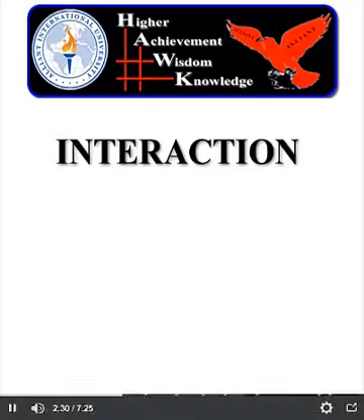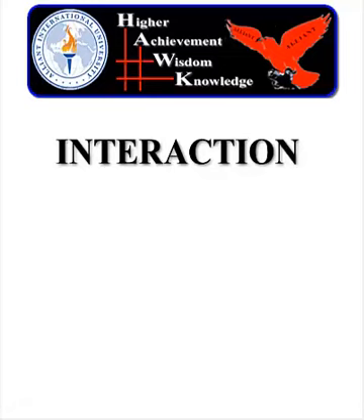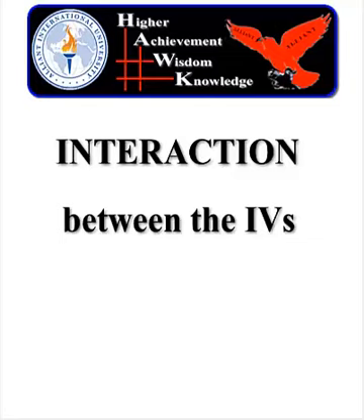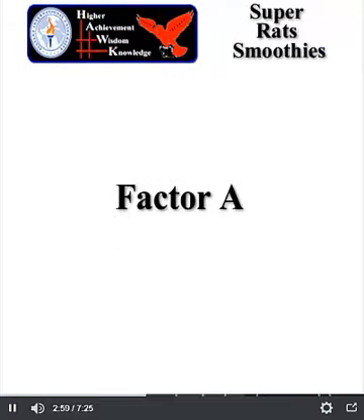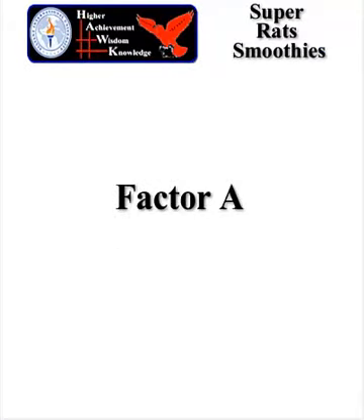Okay, so let's continue. With a factorial ANOVA, you have to look for what we call interaction. That's when something is going on between the IVs, that they're working together, they're interacting with each other in such a way that they affect the DV like a totally different IV. They're acting like a new IV, but only when they're working together, and that's called interaction, and that's something we have to check for in a factorial ANOVA. Different than a one-way ANOVA, right? One way, just one IV.